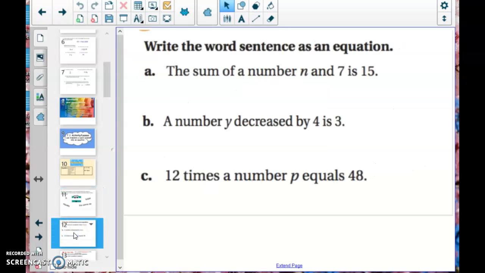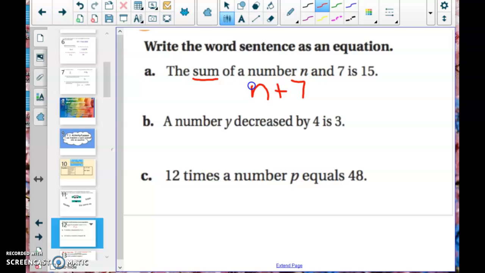So first example there, it says write the word sentence as an equation. The first one says the sum of a number n and 7 is 15. So if I break down that sentence, I see the word sum, and I know that sum means addition. So the two numbers that I'm going to add together are going to be n and 7. Remember, is stands for equals, and of course it's going to equal 15.